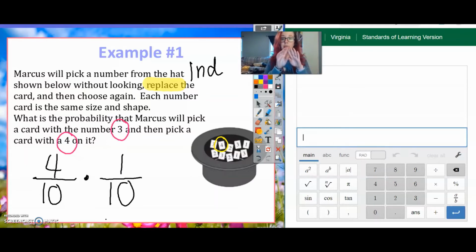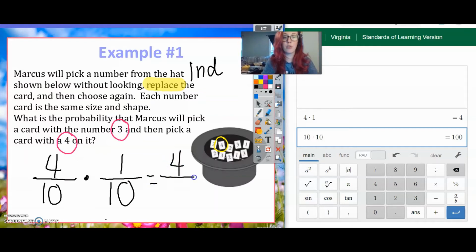So we're going to multiply the numerators first and then the denominators on a separate line. So we're going to do 4 times 1 and 10 times 10. So the chance of this happening is 4 over 100. You can see that down there, it basically sets up the fraction for you. 4 on one line, 100 on the next line.